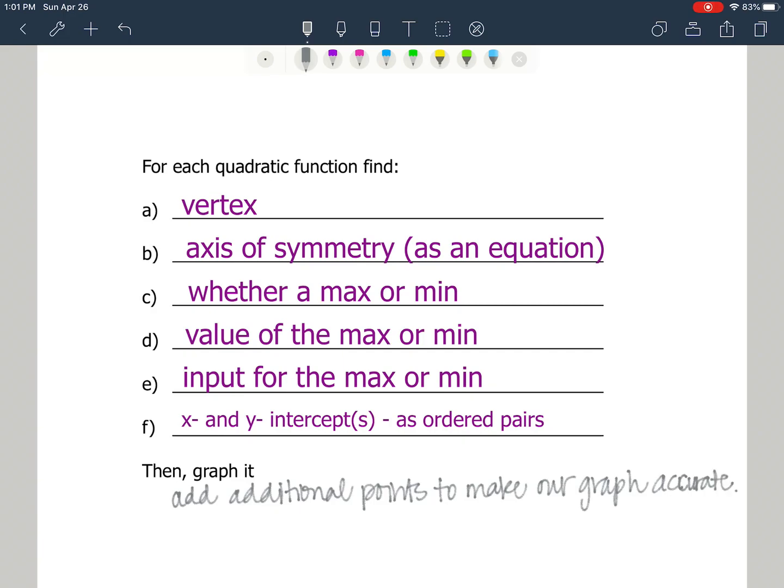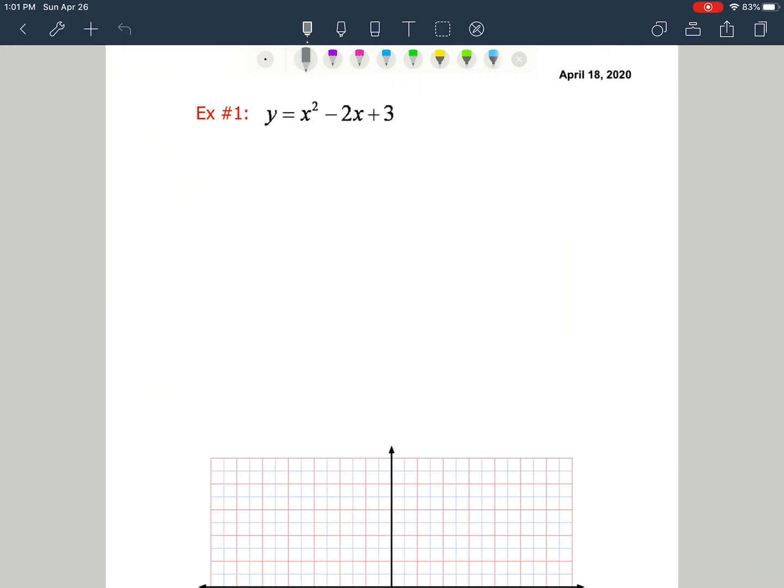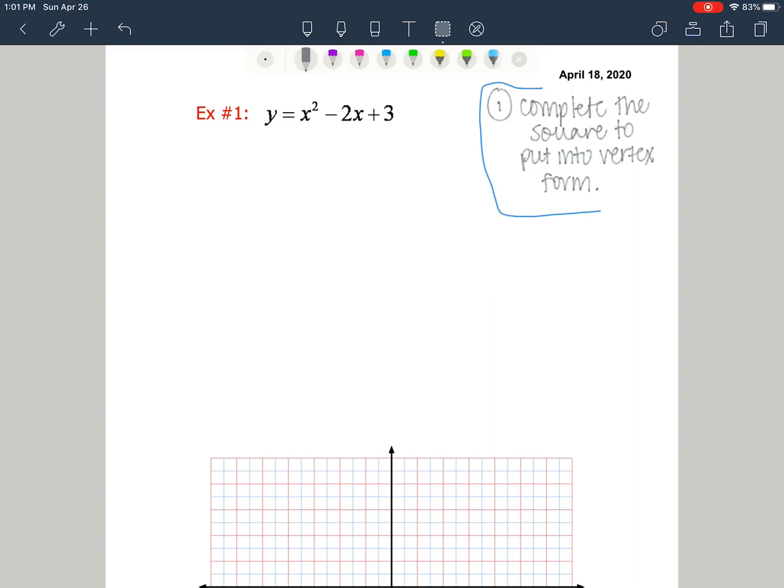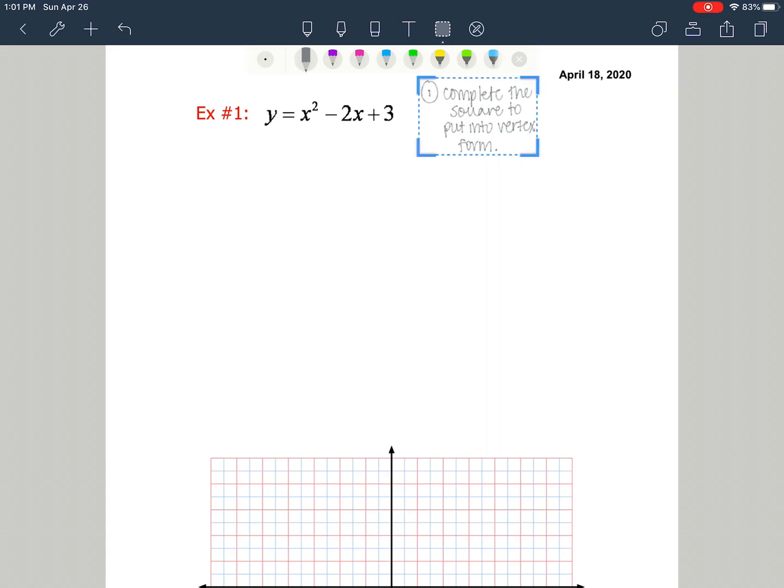Okay, so let's get started on our first example. We have y equals x squared minus 2x plus 3. Our first step is to complete the square to put it into vertex form. So we want to put this into vertex form. I'm just going to resize it, shrink it up there. That's our first step, to complete the square to put it into vertex form.